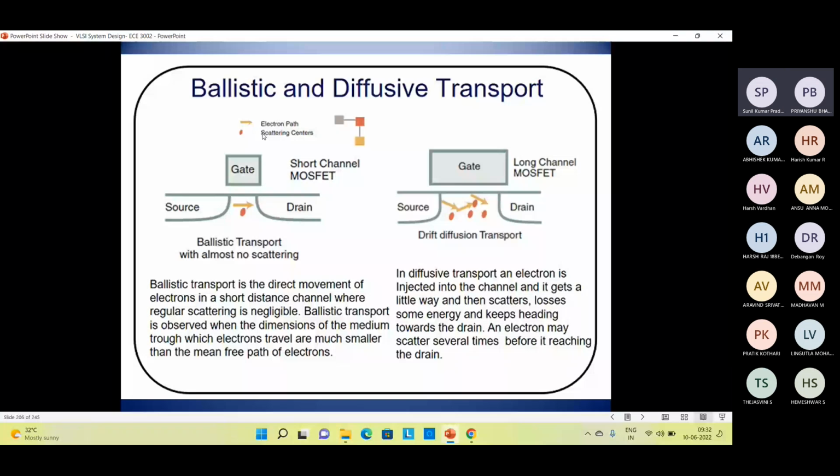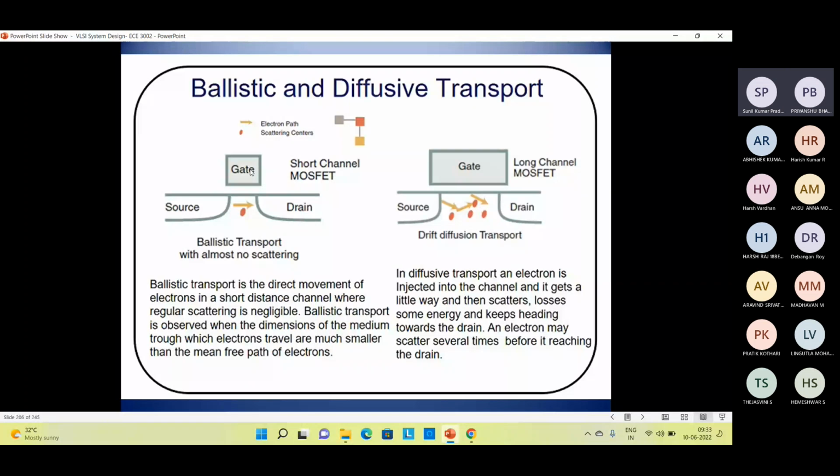So like this, if the electron paths are there, in ballistic transport there is actually no scattering, because in our case the channel length is so small. Our channel length is very much smaller than the mean free path of the electron. So this channel length is very small, and in case of ballistic transport, generally there is no scattering. Okay, so ballistic transport with almost no scattering we can think of. Now short channel devices, so generally the ballistic transport is governed.